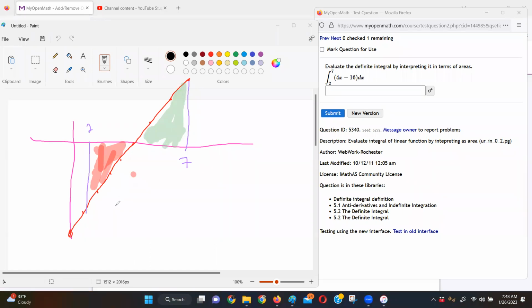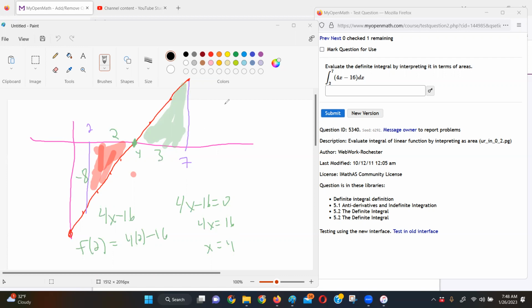Because I don't have graph paper, I know this line is 4x minus 16. So when x equals 2, what's f of 2? That's going to be 4 times 2 minus 16, which is -8. So I know that's -8 long. And where does it cross the x-axis? Where does 4x minus 16 equal 0? Well, 4x equals 16, so x equals 4. So going from 2 to 4 is a distance of 2. Now going this way, it's 3.